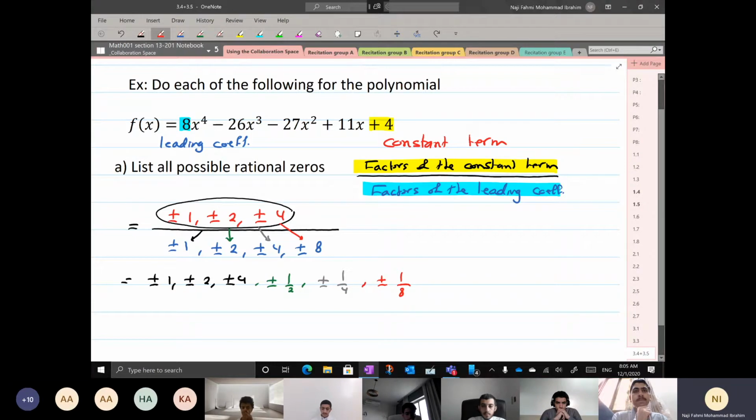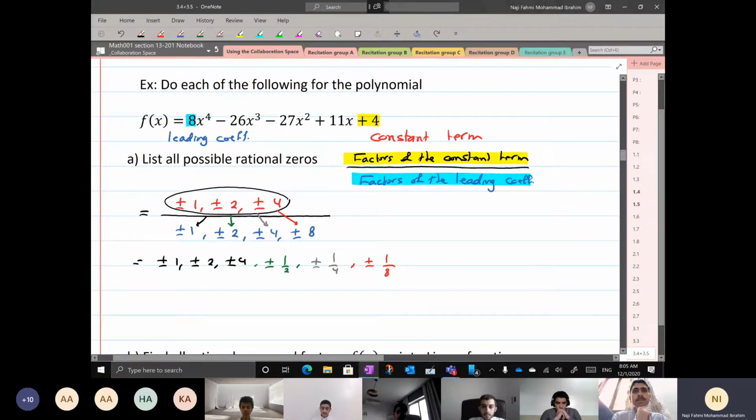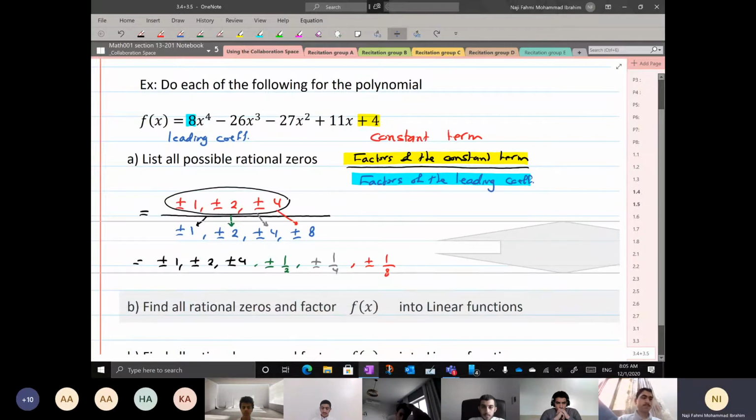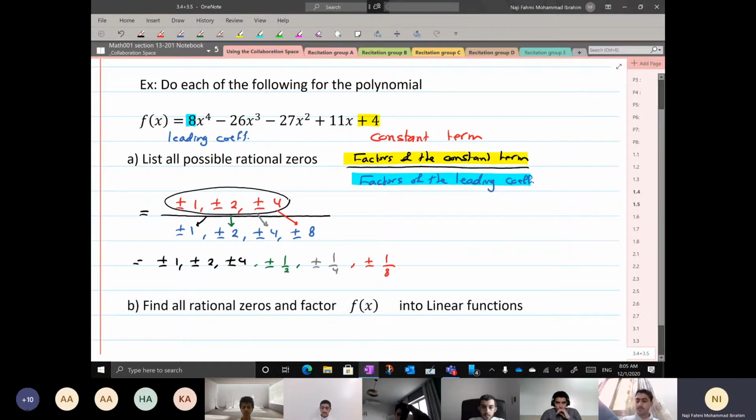Now, how many possible rational zeros do we have? 3, 6. No, we have 12. We have plus and minus. Am I right? Yes. Now, when I say possible rational zeros, this means the rational zeros can be from this set. So if I want to search for rational zeros, I have to search them from this set.